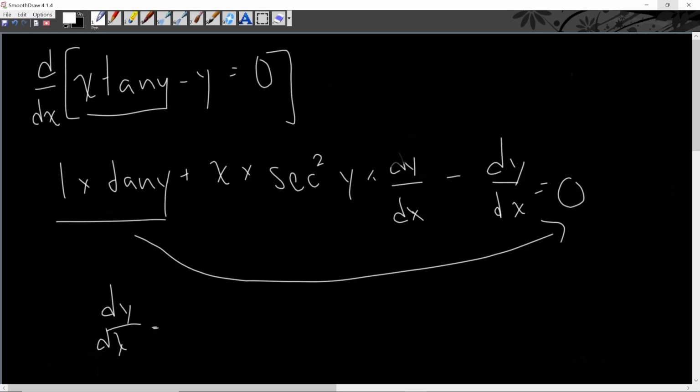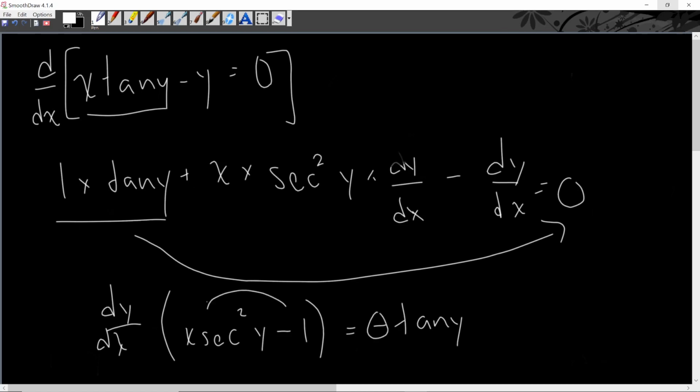dy dx of x secant squared y minus 1 is equal to negative tan y. And since I don't want to have a negative, I'm just going to flip these two. So the x secant squared y minus 1 is the same as negative 1 minus x secant squared y.